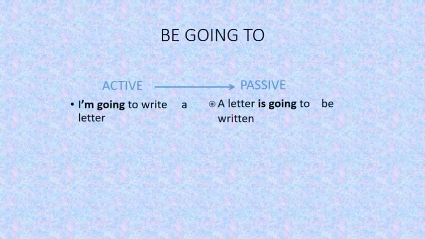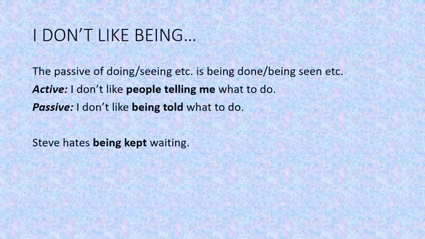Now, students, let's cope with be going to verbs. I'm going to write a letter. A letter is going to be written. Now, students, one of the other forms of the verbal tenses that you need to know is how we can make a passive of I don't like being. Let's see the detail.